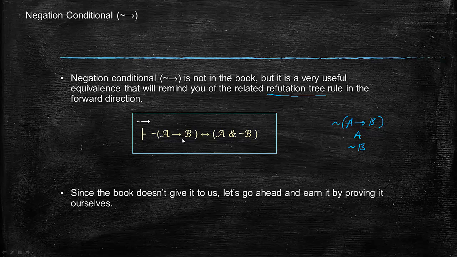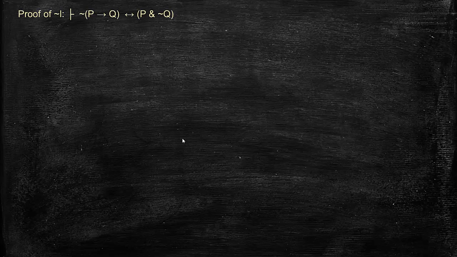Okay, so we're going to go ahead and prove this, especially because the book doesn't give it to us. So how are we going to proceed? Well, again, we're proving a theorem, which is a biconditional, and so we know how to prove biconditionals now. So let's go ahead and start by hypothesizing it's not the case that if P then Q. Okay, so what we want to demonstrate is P and not Q.